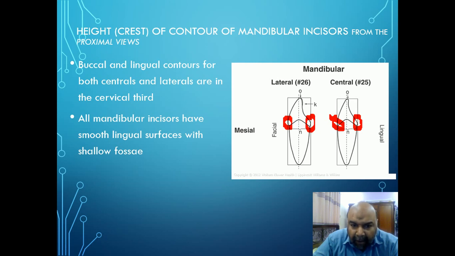All mandibular incisors have very smooth lingual surfaces, with very shallow fossae. By shallow fossae, we mean that the fossae are not as deep and not as prominent as in the maxillary central and the maxillary lateral incisors. One of the features of fossae in the maxillary central and the lateral is that they usually have a pit inside them, which is known as the lingual pit. But these pits are usually not present in the fossae of the mandibular central as well as the lateral incisors, because the fossae are not as deep as in the maxillary central and the maxillary lateral incisors.